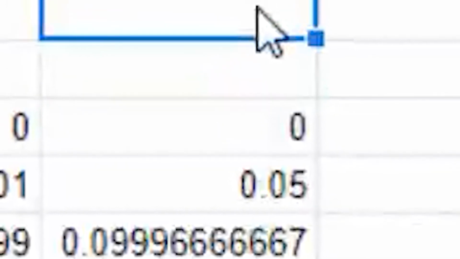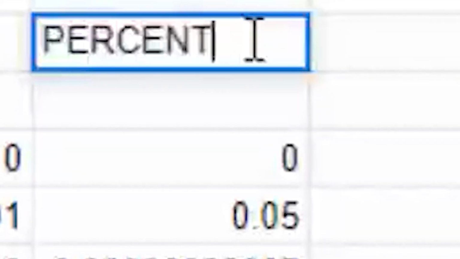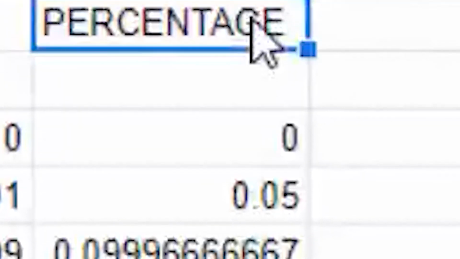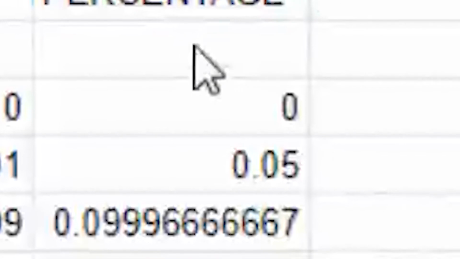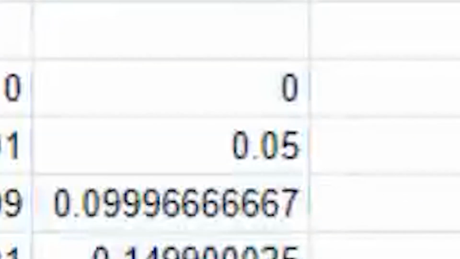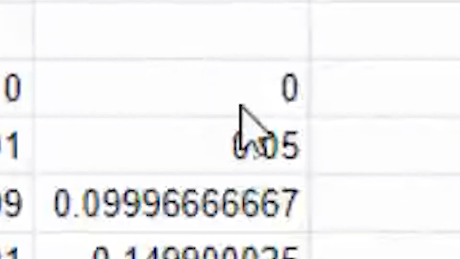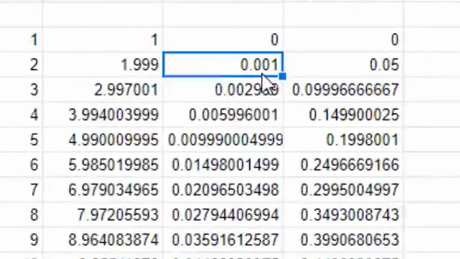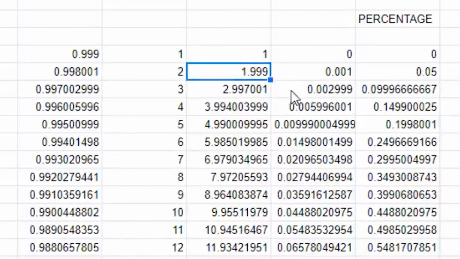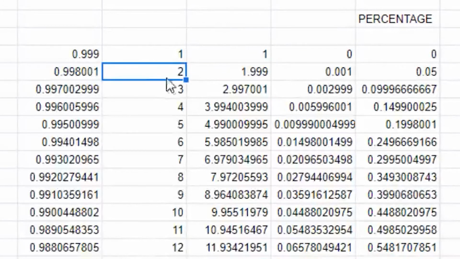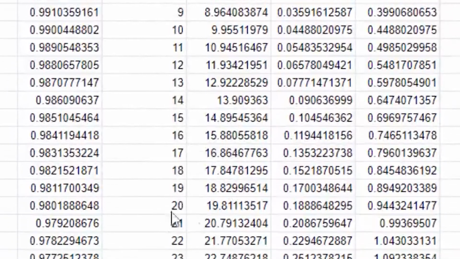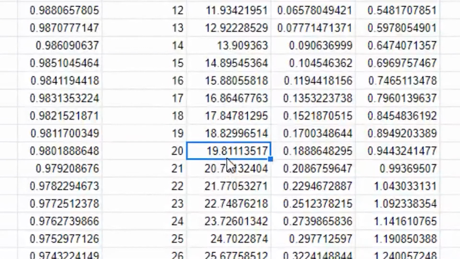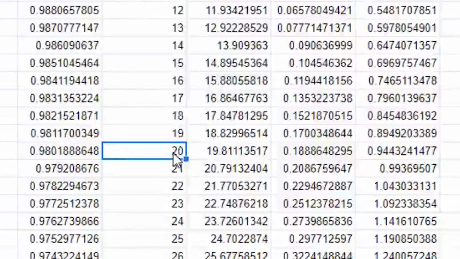Here is the percentage. So you can see the percentage difference. Like this is the mistake you do. You get a difference of 0.01. So 0.999 is very equally-ish to 2, right? And if you do this 20 times, 19.811, still very similar to 20.